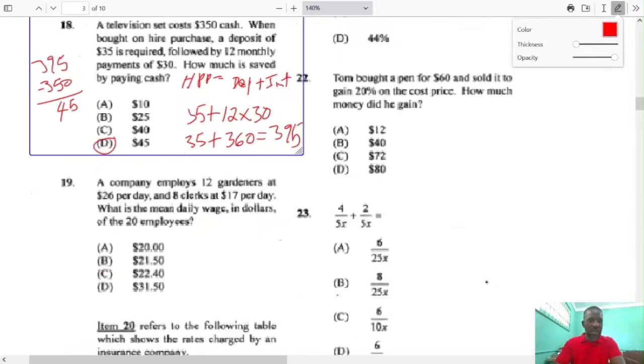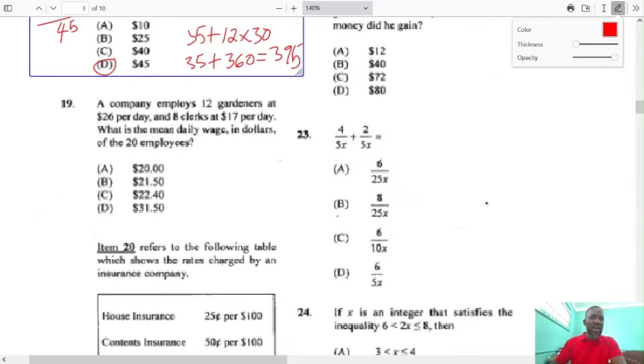Okay. Moving on, it says a company employs 12 gardeners at $26 per day, and 8 clerks at $17 per day. What is the mean daily wage in dollars for the 20 employees? So first we want to know what is the total of the wage of the gardeners. So what are we going to do? 26 times 12. 26 times 12, that will give us 312.